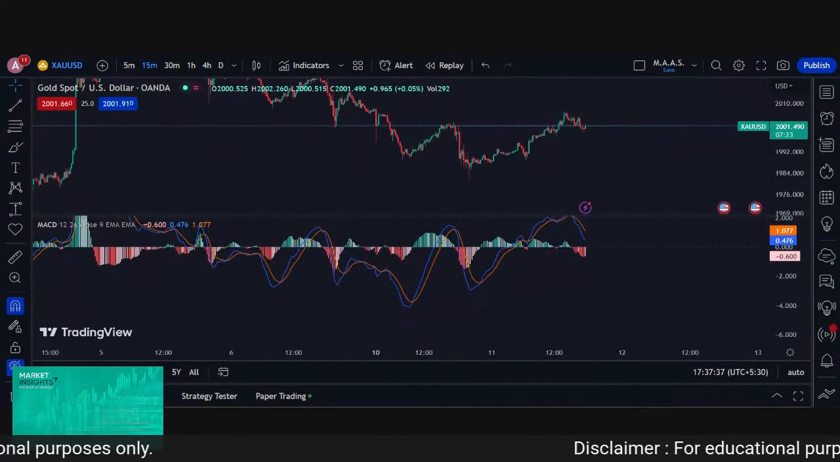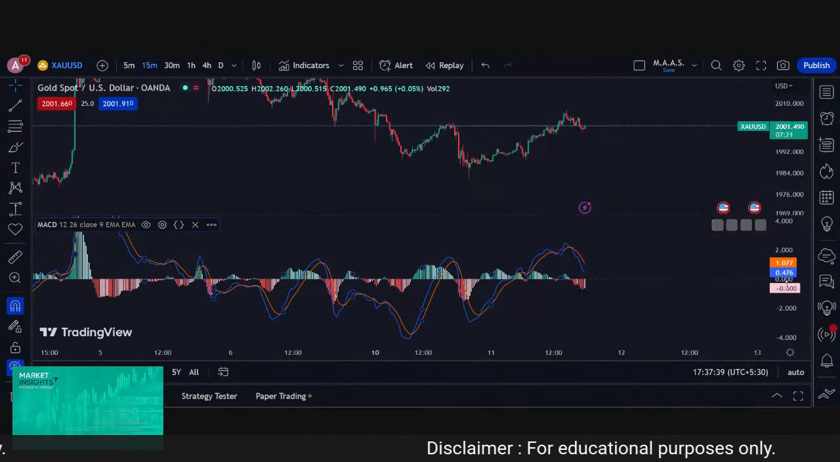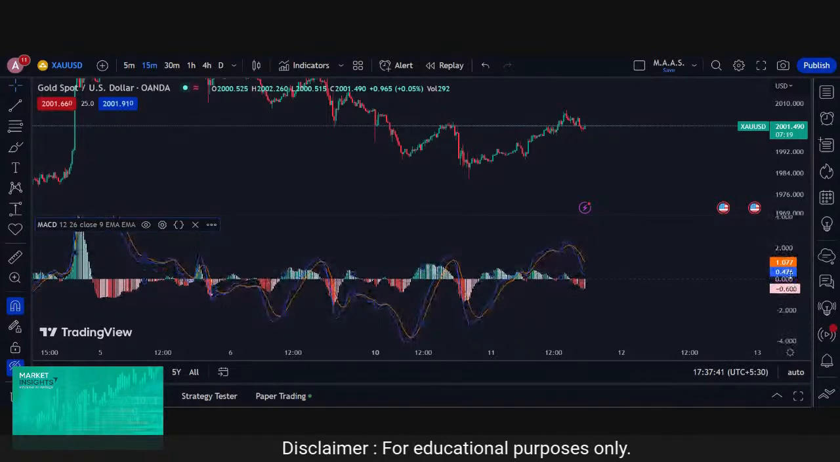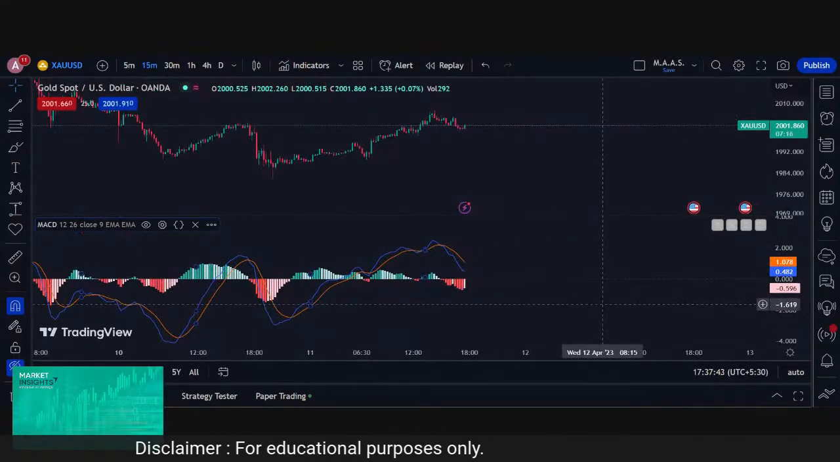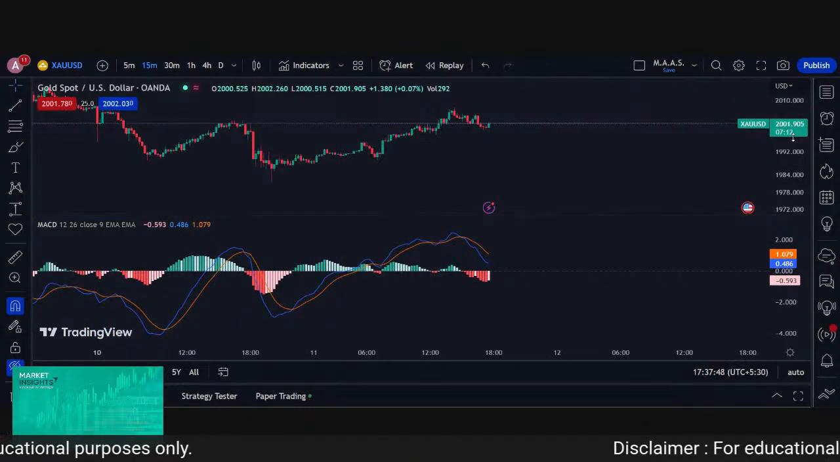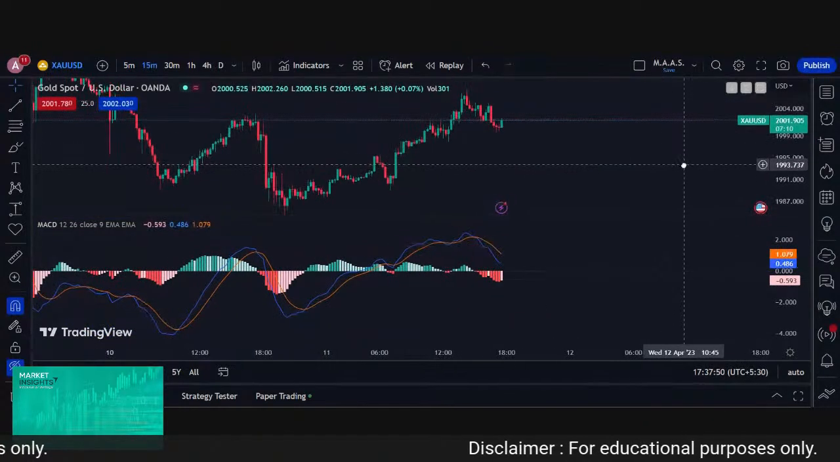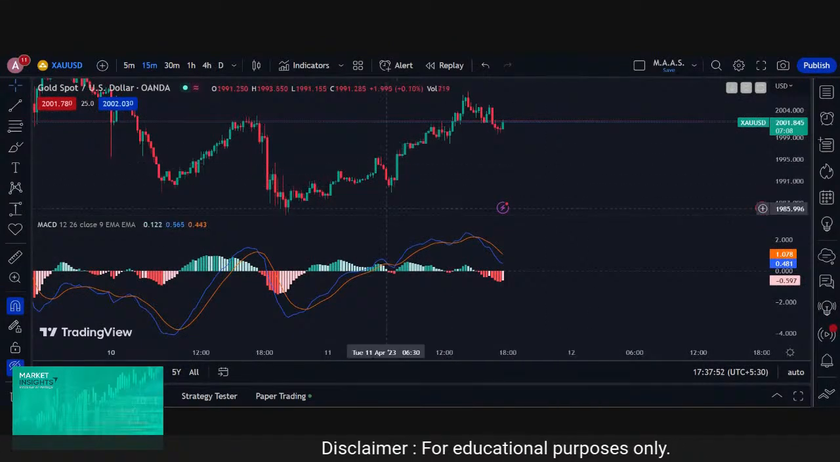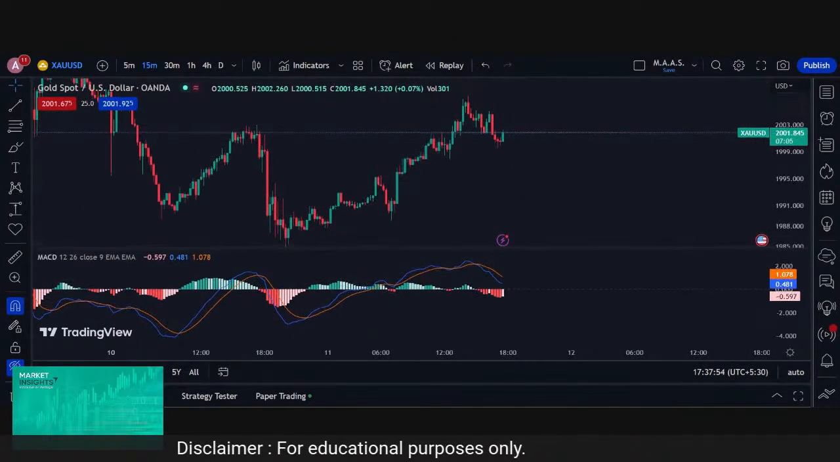MACD is basically an oscillator. There are two types of indicators. One is an oscillator, the other is an overlay. Overlay means that it is laid over the price chart.